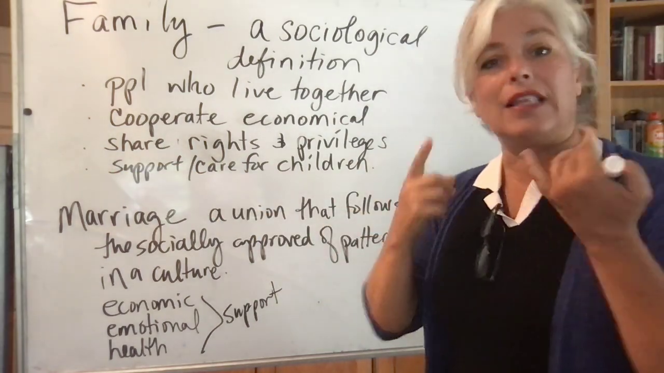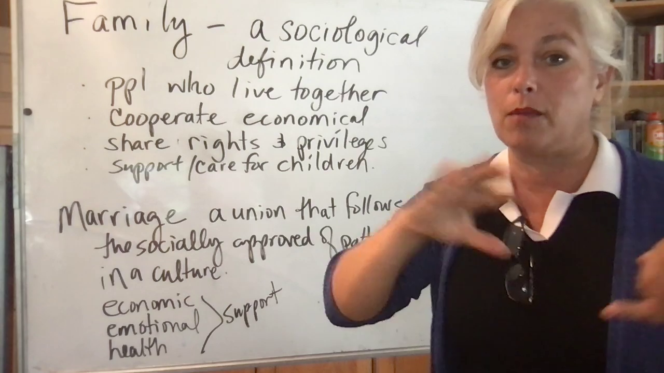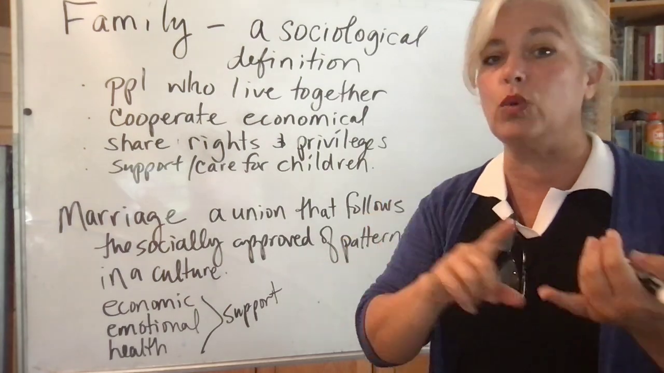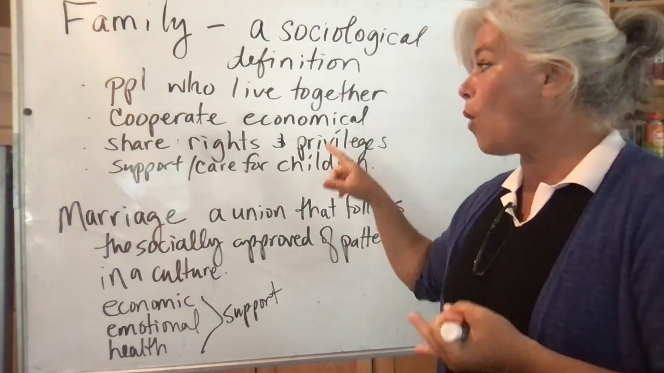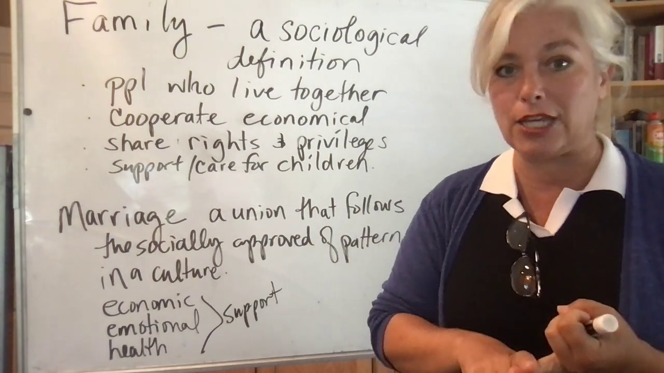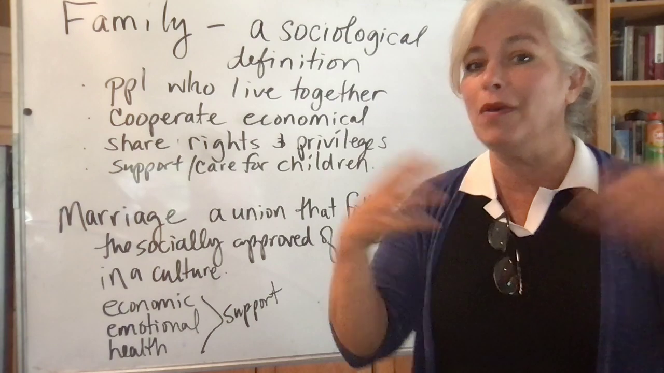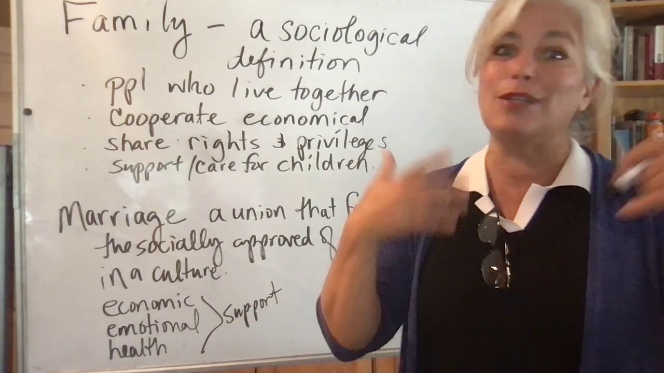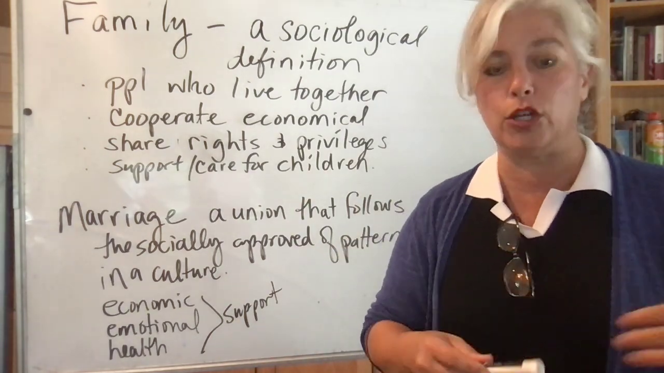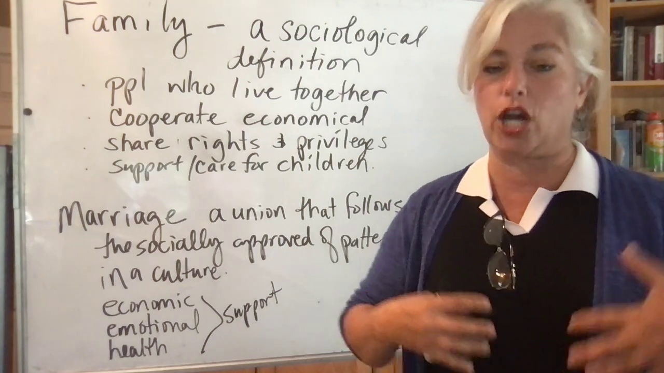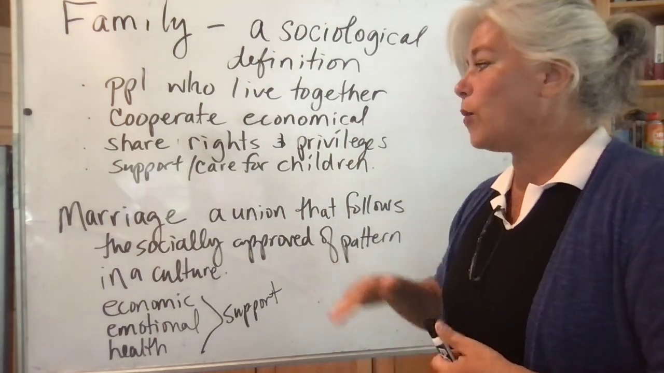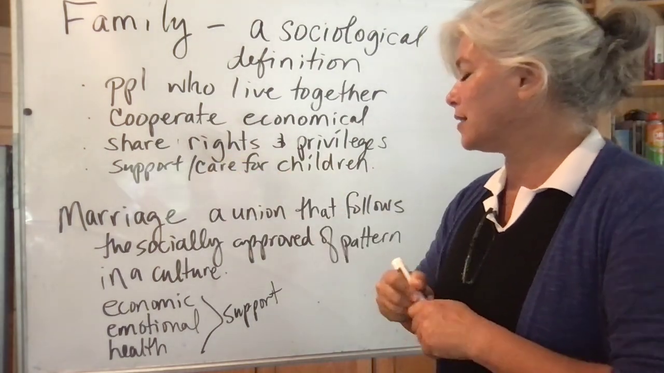So people have to live together. In general, the assumption is on the macro scale that if you are family, you live together, you cooperate economically. That is, you share things: the household mortgage, the rent, the milk in the refrigerator, the cost to buy a new refrigerator when you need a new one, these kinds of things. You share in this. And so there's also shared rights and privileges.